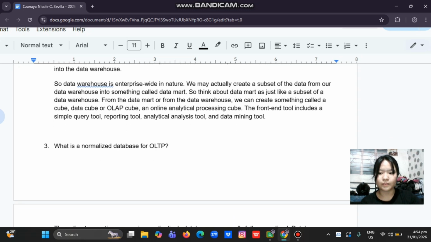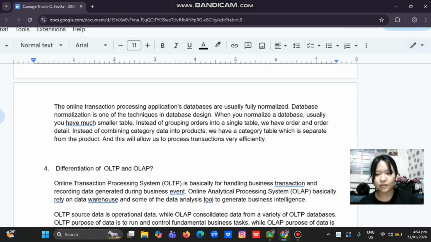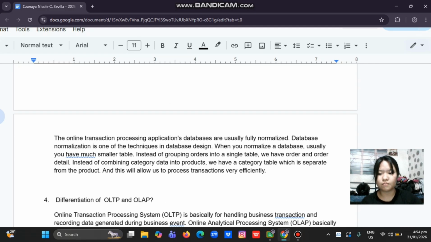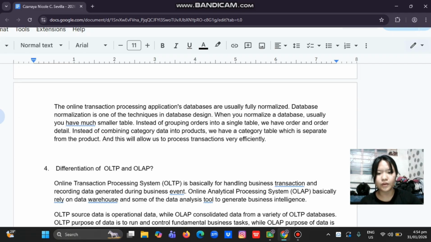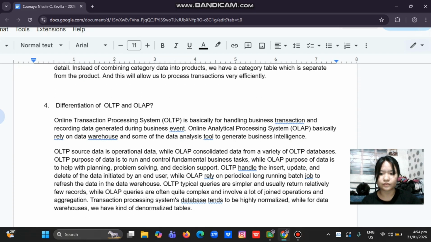Number three, what is a normalized database for OLTP? The online transaction processing application databases are usually fully normalized. Database normalization is one of the techniques in database design. When you normalize a database, usually you have much smaller tables. Instead of grouping orders into a single table, we have order and order detail. Instead of combining category data into products, we have a category table which is separate from the product, and this will allow us to process transactions very efficiently.